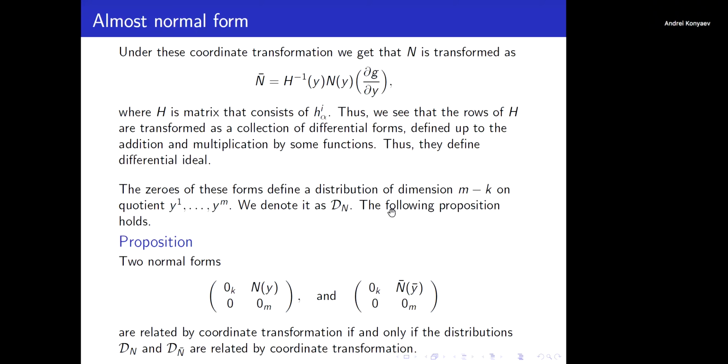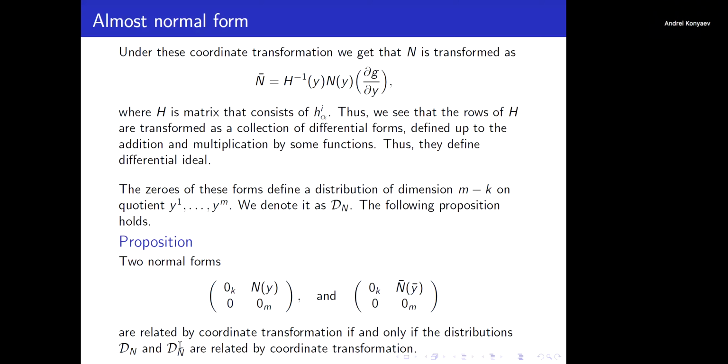For the collection of the forms, the distributions intersect and give you a distribution of smaller dimension. In this case, we get an interesting distribution, which has dimension m minus k, because we have k rows, they are linearly independent, and that means that the collective kernel has dimension m minus k. This distribution is on the quotient space, actually. It lives on the quotient space. And we denote it dn. We get the following proposition, that two operators of this form are equivalent if and only if the distributions are equivalent.